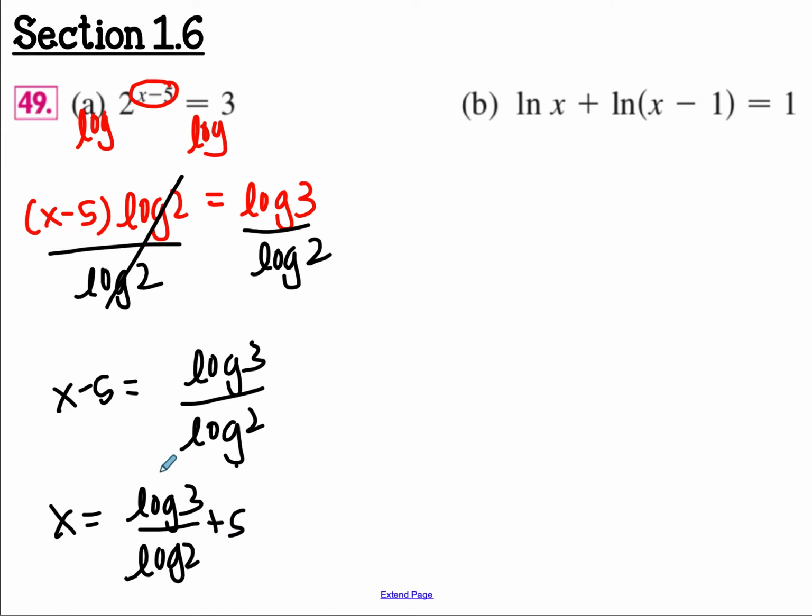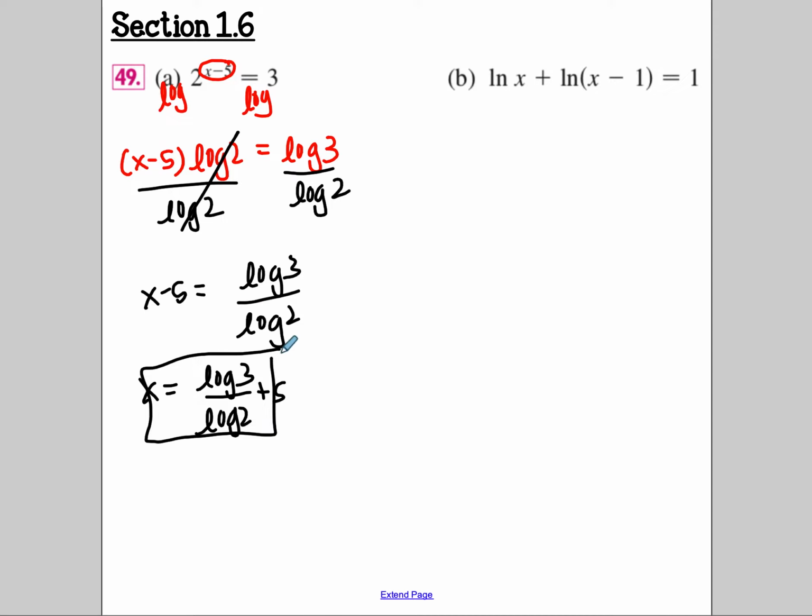And so here's my exact answer. Or the approximate: x is approximately 6.585. So that's for A. Then B, we're using ln's.